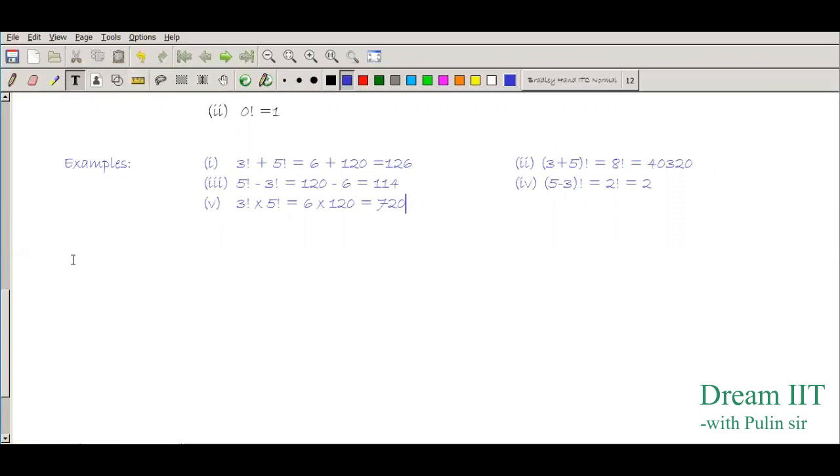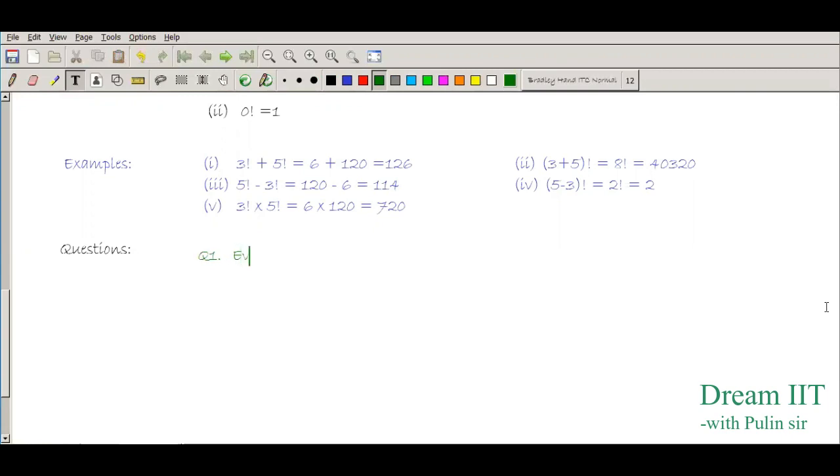This is one of the parts, right? So after that, we can take some questions. Some questions we will be taking, and then we'll be discussing our other parts nicely, right? So let us try to take some questions. Let us start with question number 1. Question number 1. Simply, it is: evaluate the following.